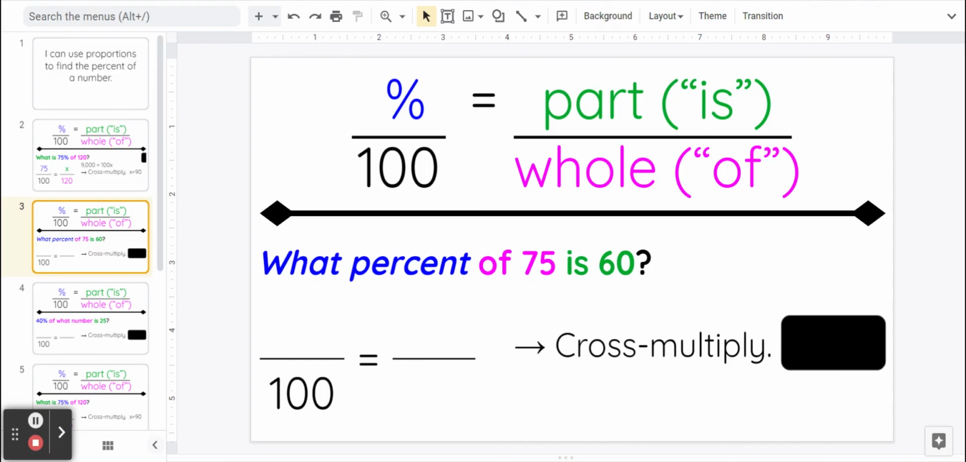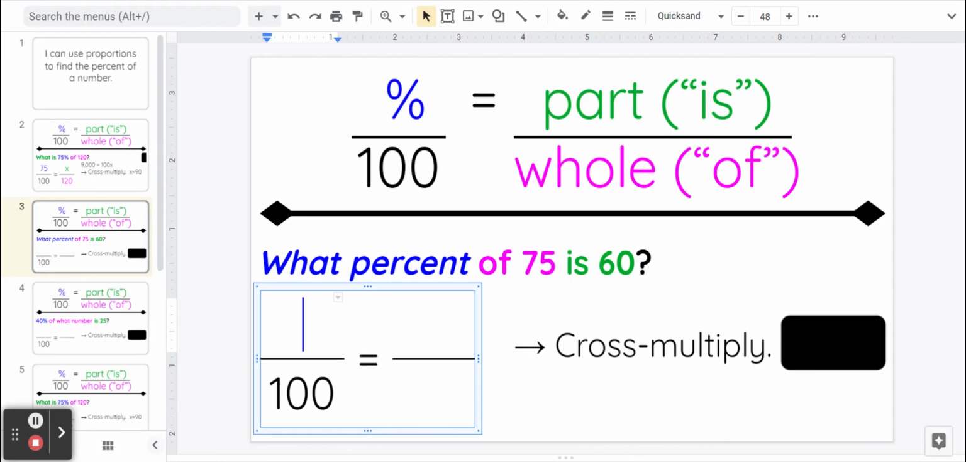All right, let's try another. What percent of 75 is 60? This time it says what percent? We don't know the percent. So we're going to put an X up here above 100 because we don't know that percent. Then it says of 75. That means it is the total amount or the whole amount. So that's going to go down here. And then "is 60," it's telling us that is part of 75. Okay? Because our part is smaller than the whole, it has to be less than 100%.